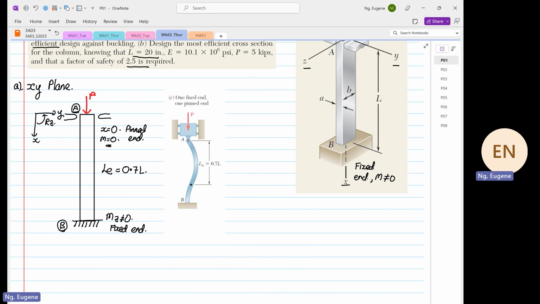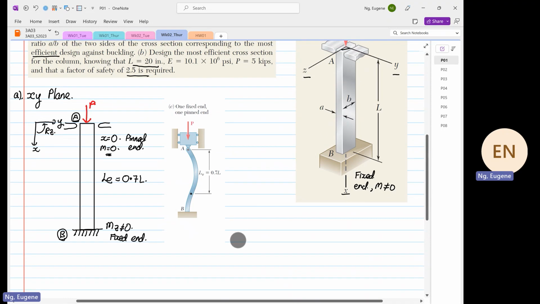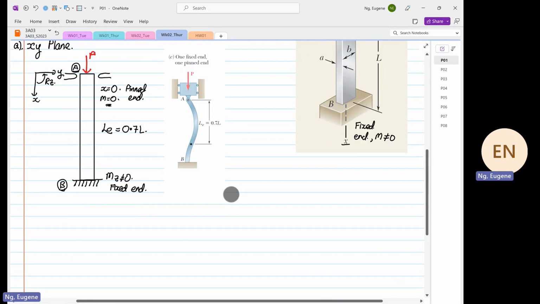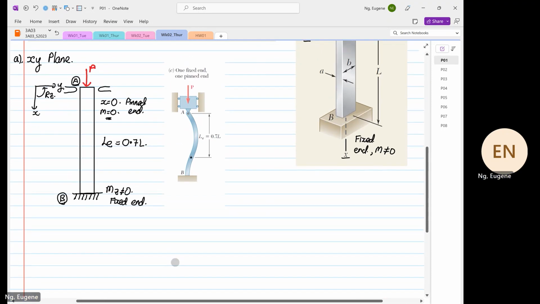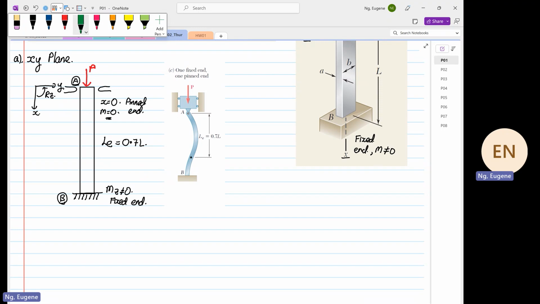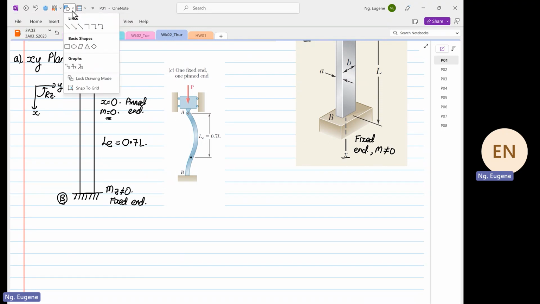The next thing we're going to do is find out what our IZZ is. Why is it on the ZZ? It is because of how the bending will occur. That is why we use our ZZ axis. So now I'm going to sketch out our centroid.